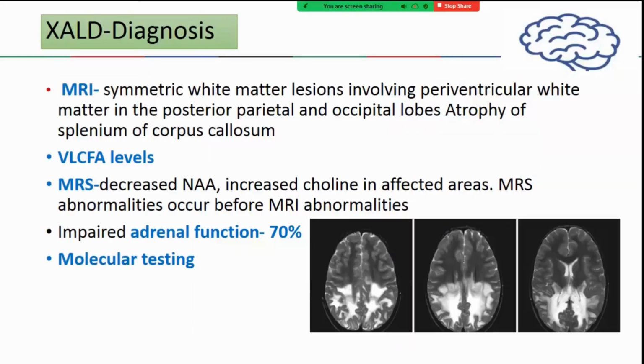So this X-linked ALD, as I told you, has a typical MRI finding. Classically, it's a peroxisomal disorder, so very long chain fatty acid levels are done. And in MRS, you may get some clues. In about 70% of cases, there is adrenal dysfunction. So even if there is no hyperpigmentation or other manifestations of Addison's disease, in all these patients you have to do cortisol levels, and if they are low, they have to be supplemented with steroids. Nowadays, because there are only 1 or 2 labs in the country who test VLCFA, and it's very expensive, most of the time we end up doing direct molecular studies to make a diagnosis of ALD.